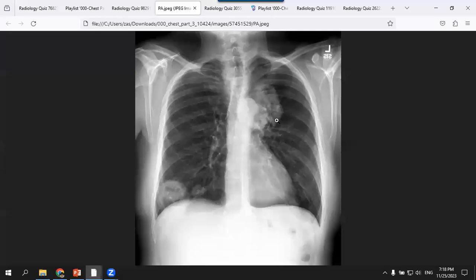Possibilities include cavitation, because necrosis may be related to fluid. So possibilities include either metastasis or pneumonia, like necrotizing cavitating pneumonia.